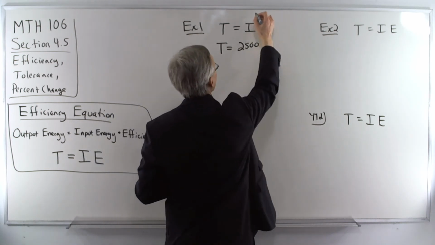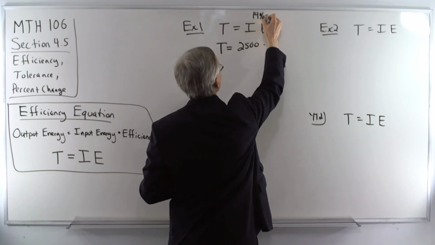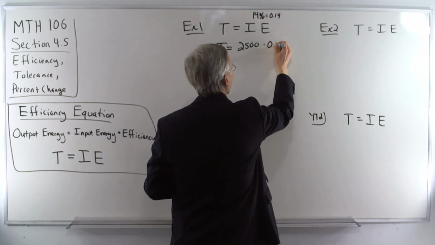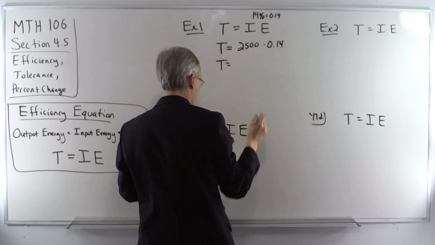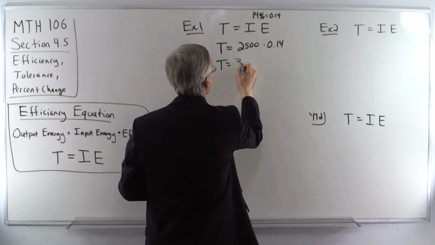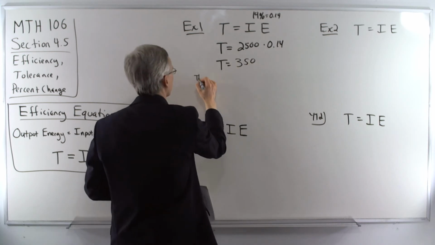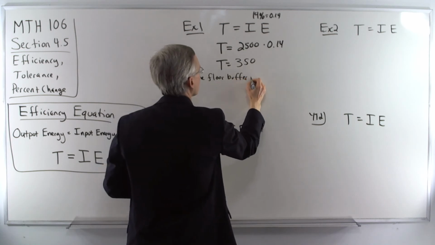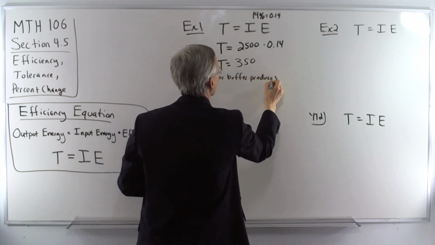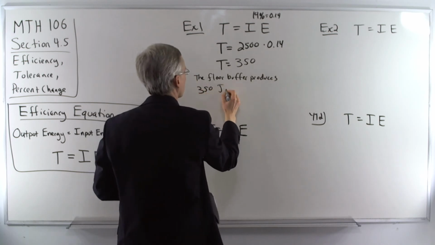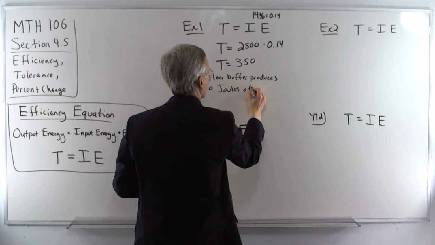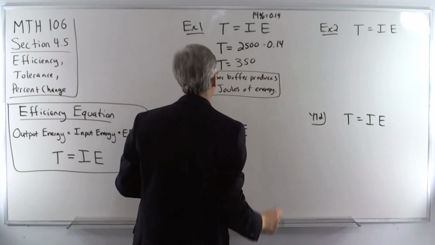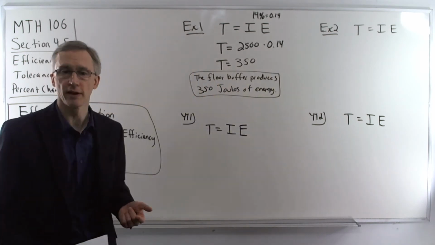So we need to convert 14% into a decimal. We always convert to a decimal before doing any calculations. So this would be 0.14. Multiply these out and we get 350. Right, so there's our output energy. The floor buffer produces 350 joules of energy.